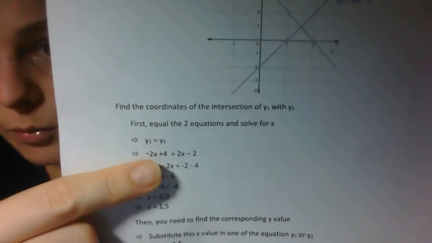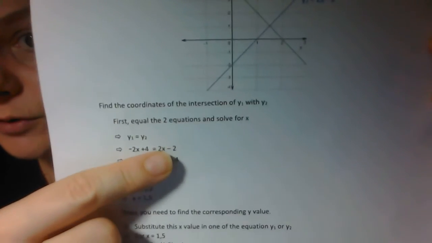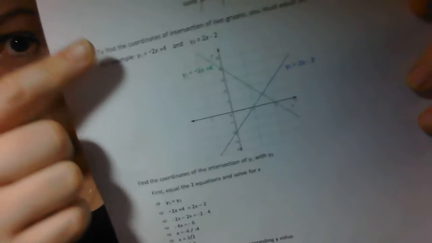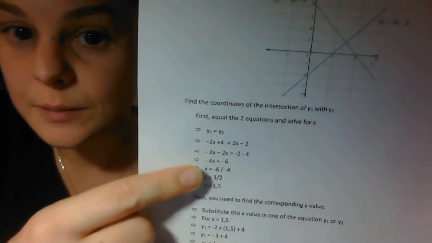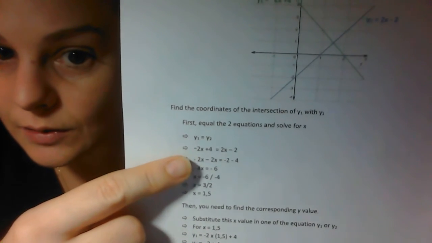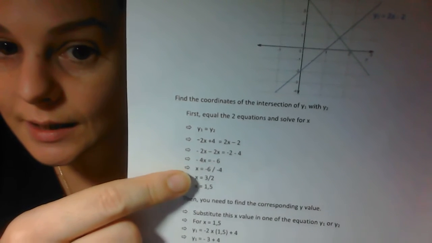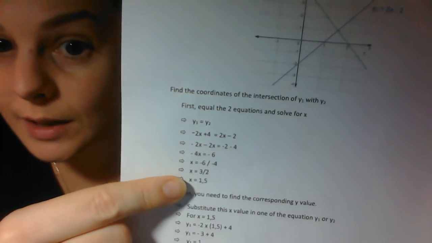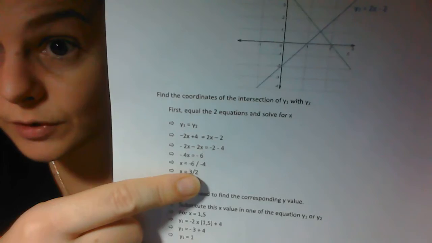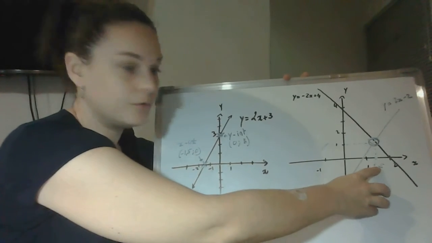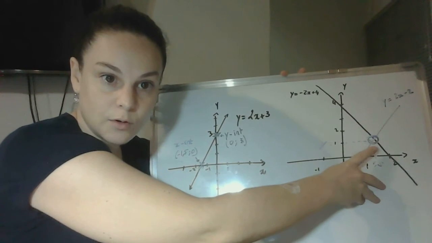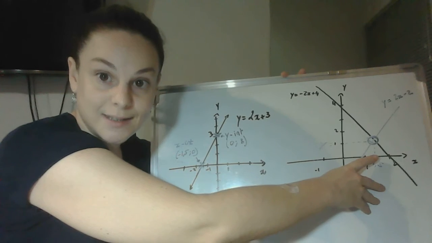So we have minus 2x plus 4 equals 2x minus 2, because of the equations of the two lines. To solve for x, I'm sending the numbers to one side, keeping the x's on the other side. So I'm simplifying that, and I'm getting x equal 1.5. That's what I had here. 1.5 is the x value where the two lines intersect.